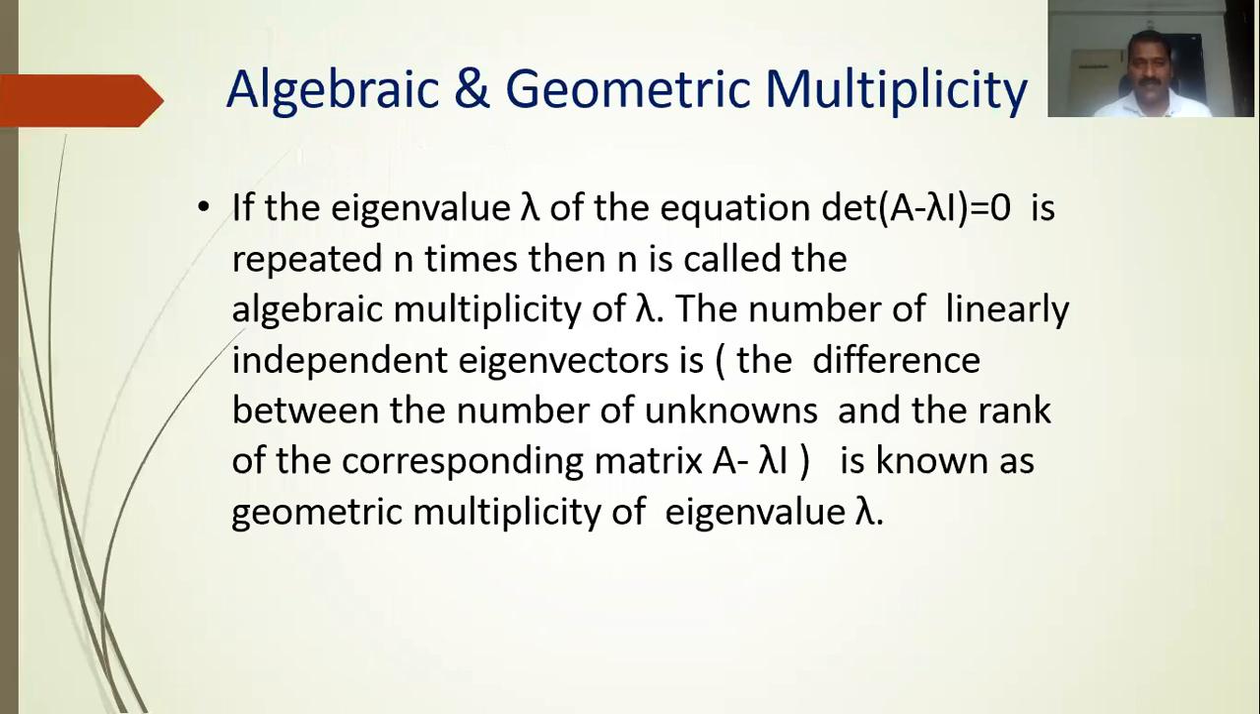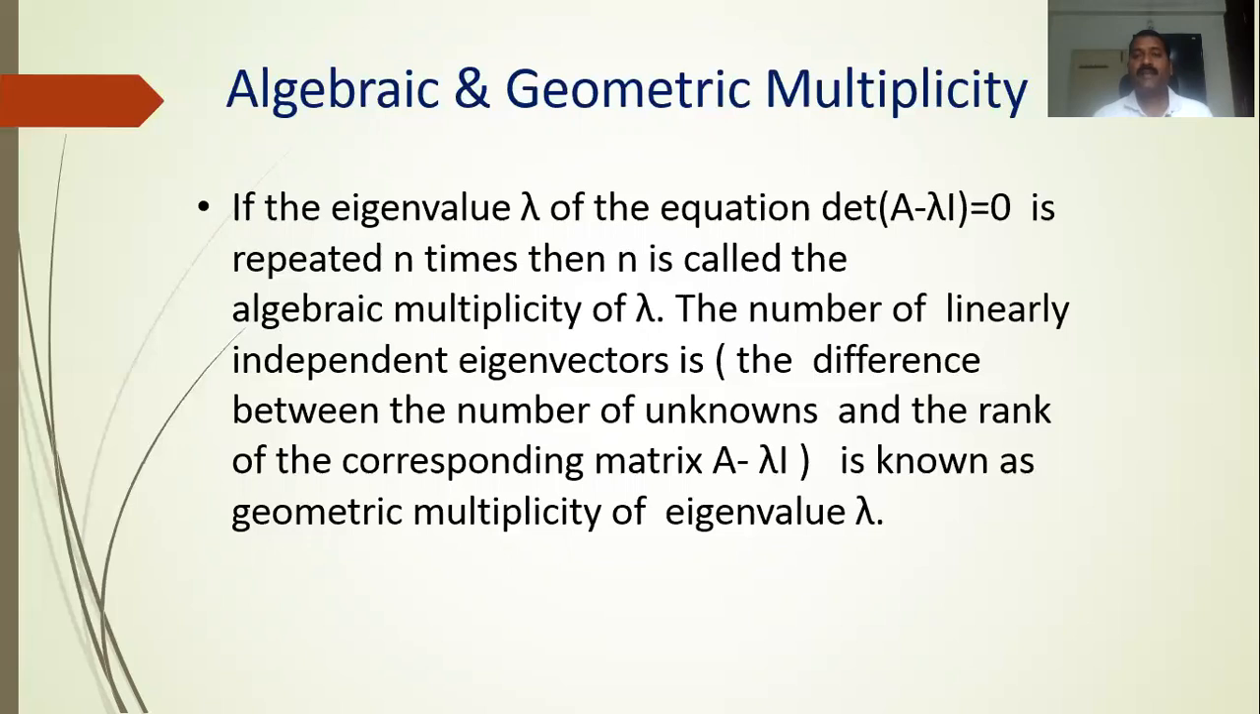If λ is an eigenvalue, suppose it is repeated n times. Suppose A is a 3 by 3 matrix with λ = 2, 2, 3, meaning λ = 2 is repeated twice. The number of times it is repeated is called the algebraic multiplicity of λ. Here the algebraic multiplicity of λ = 2 is 2 because it is repeated twice.